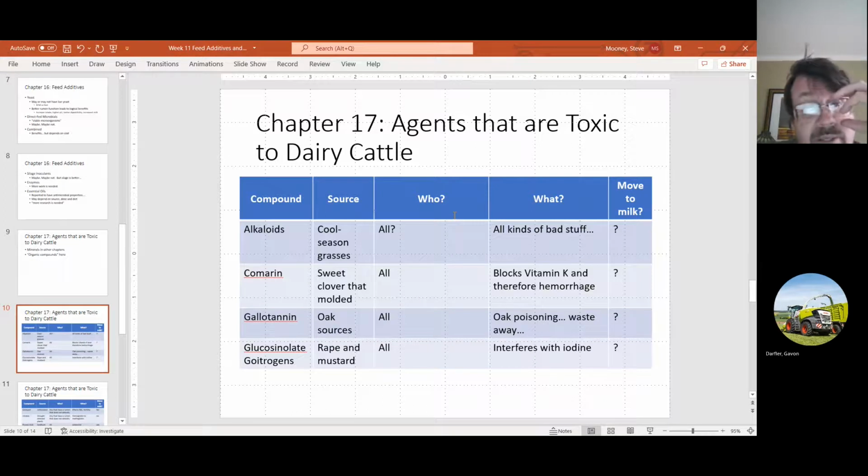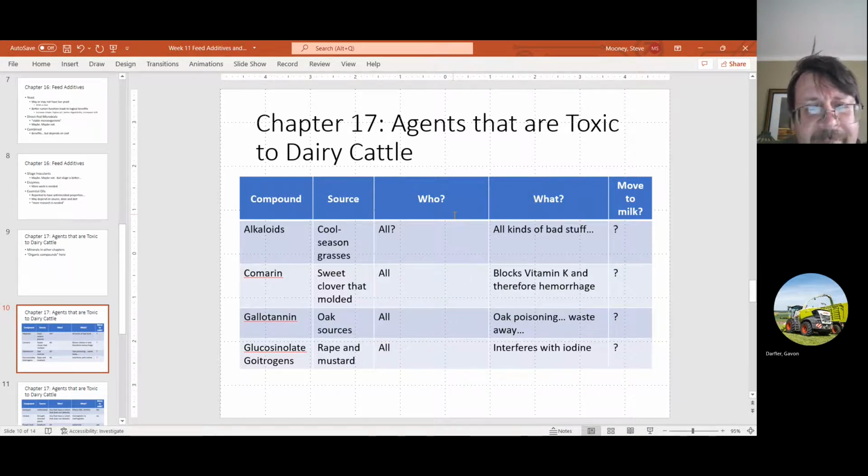Alkaloids: the source is cool season grasses, which is mostly what we feed. It may affect animals if there's too much. It may affect all animals. What does it do? It looked like a list of all kinds of bad stuff to me. And does it move into the milk? They didn't commit one way or the other.